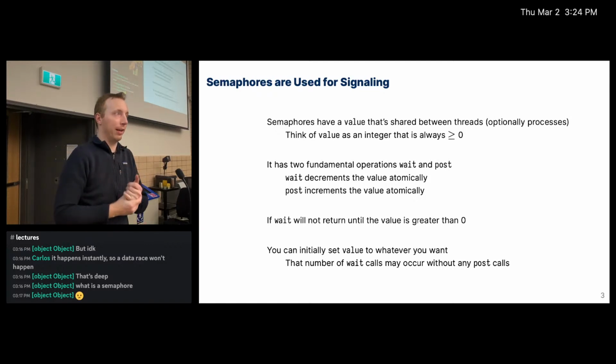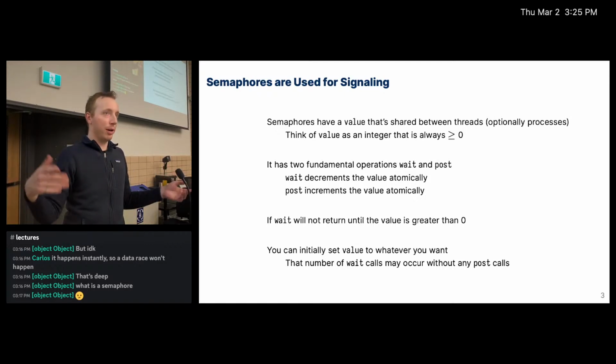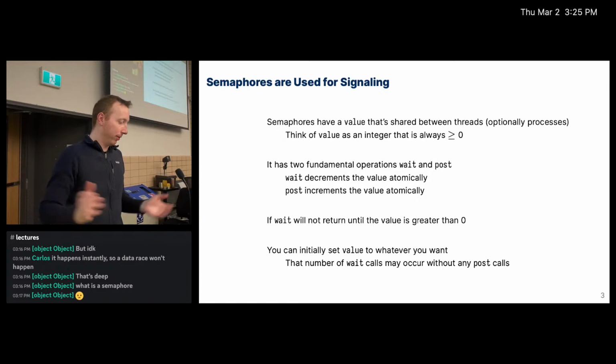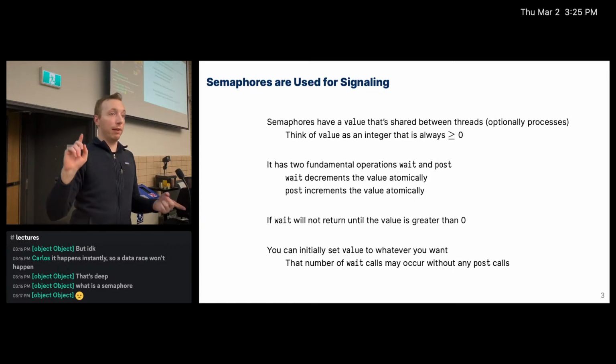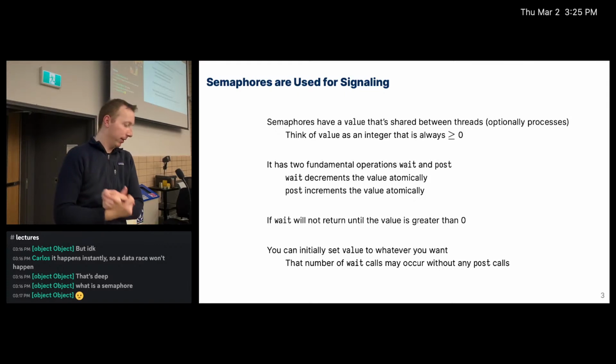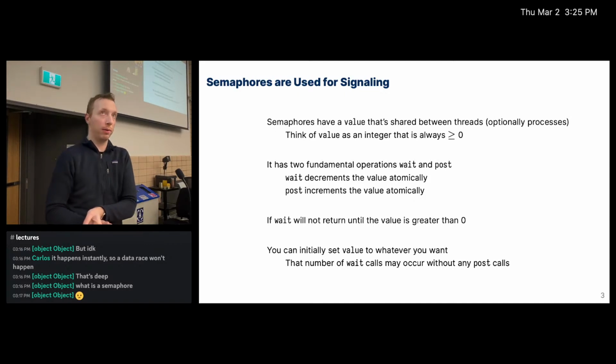And you can think of it as just an integer. Even easier, you can think of it as just a natural number. So 0, 1, 2, 3, 4, that's it. So it's just a number, and then you have two fundamental operations that behave atomically, so you don't have to worry about data races. There's only two. Sometimes they're called different things, but I find these two function names the easiest, and they match what you'll actually be using.